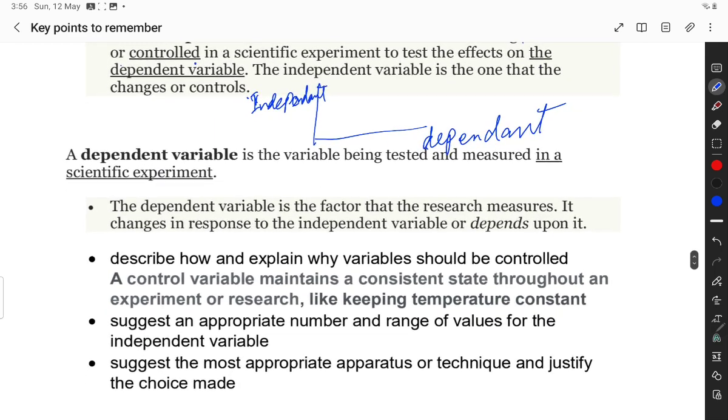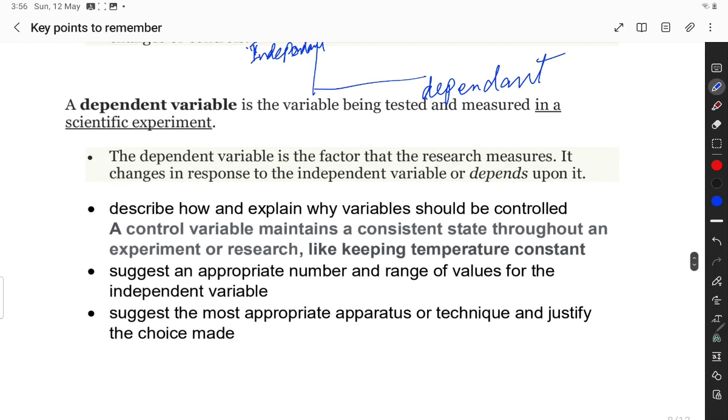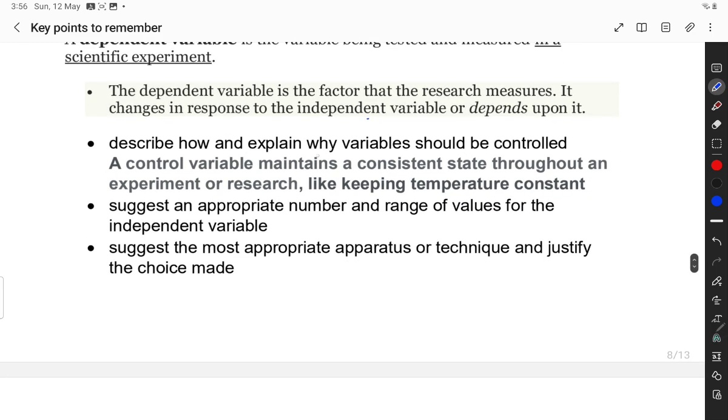A dependent variable is the variable being tested and measured in a scientific experiment. The dependent variable is the factor that the research measures. It changes in response to the independent variable or depends upon it. Describe how and explain why variables should be controlled. A control variable maintains a consistent state throughout an experiment or research, like keeping temperature constant. So this is the control variable.